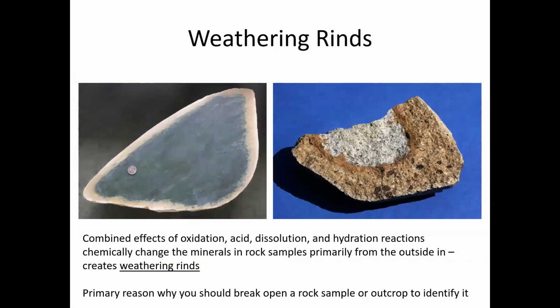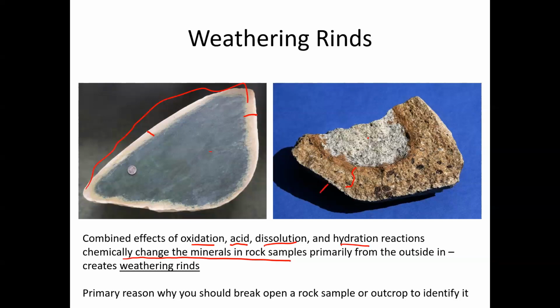I wanted to point out that a lot of times if you pick up a rock, it will have different color zones to it, right? Like the outside might look sort of rust red and the inside might be white or black or some other color. The combined effects of oxidation, acid, dissolution, and hydration reactions, all those different things that we talked about, will chemically change the minerals in rock samples. And they do so primarily from the outside in, right? The chemicals can't penetrate to the center unless you break it off. And these surfaces have been broken off, but originally this was just part of one big rock.